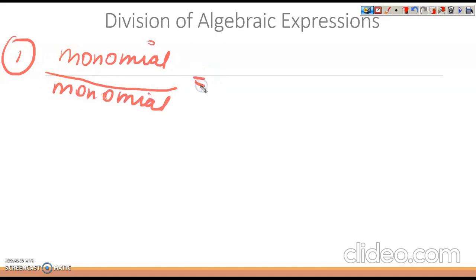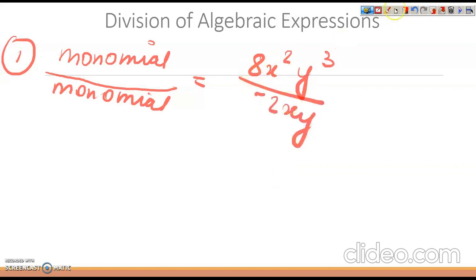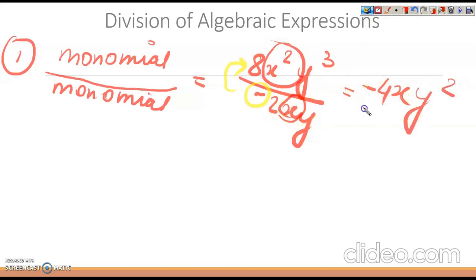So let's see this. Suppose 8x square y cube divided by minus 2xy. So here this minus will go up, so our answer will be minus 4. Here we cancel x and x squared, so it will be x, and y squared divided by y will be y squared. This will be our answer.